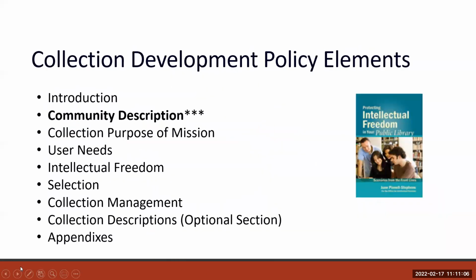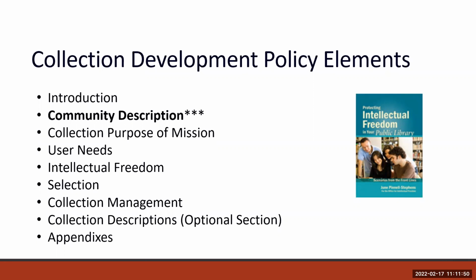Oh, I'm going the wrong direction. Okay. I have to move my chat because I can't see the image here, so hopefully everybody can see. I've included an image of Protecting Intellectual Freedom in Your Public Library: Scenarios from the Front Lines, which was written by Alaskan librarian June Pinnell-Stephens. I don't know if you ever had a chance to meet June. When I first started working in libraries in Alaska, she was a force to be reckoned with. She was very involved in the Alaska Library Association and in ALA and the Intellectual Freedom Committee. Anyway, she wrote this really fantastic book.